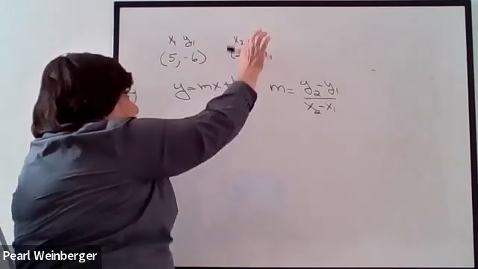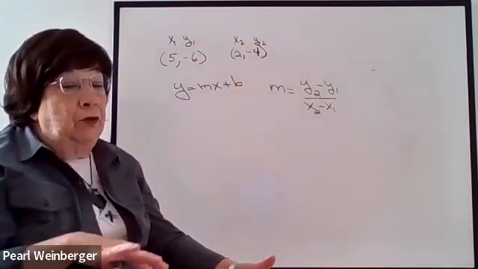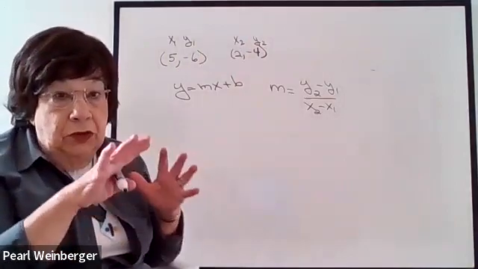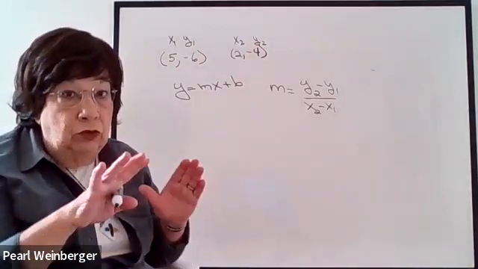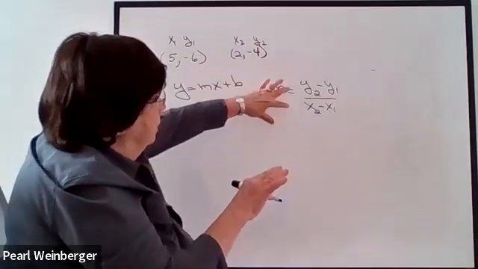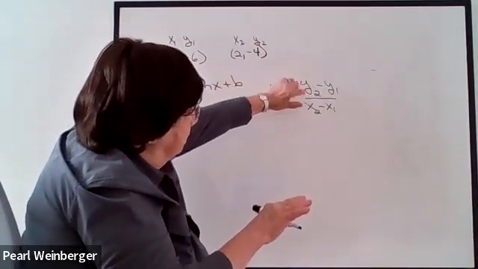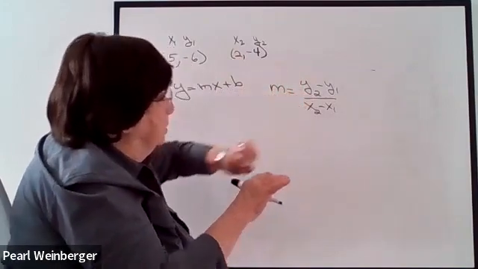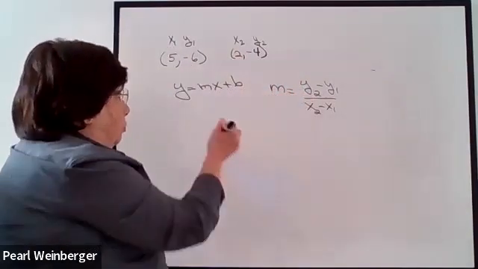Don't mix up the x2 with the y1. x1 goes with y1, x2 goes with y2. And that's what these are indicating. The subscripts are just saying first point, second point.